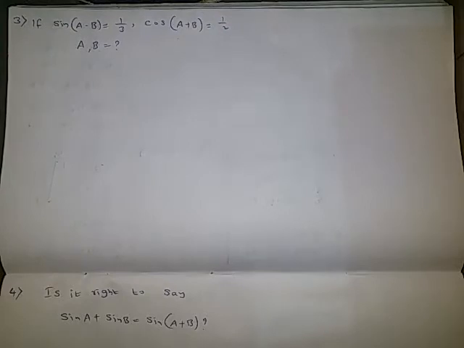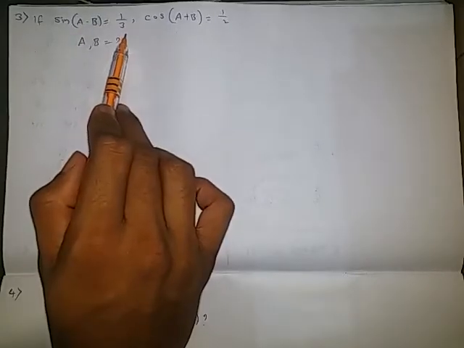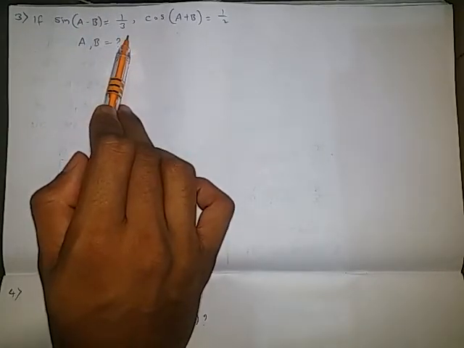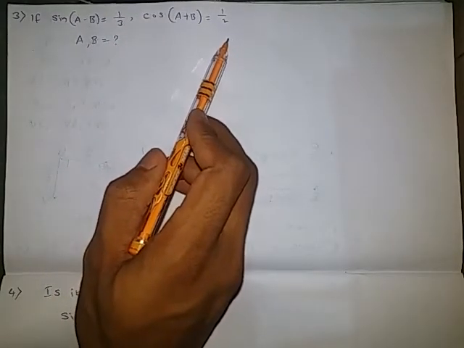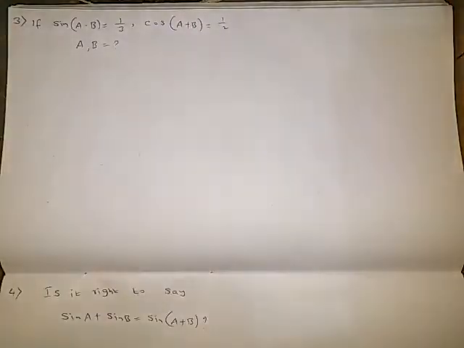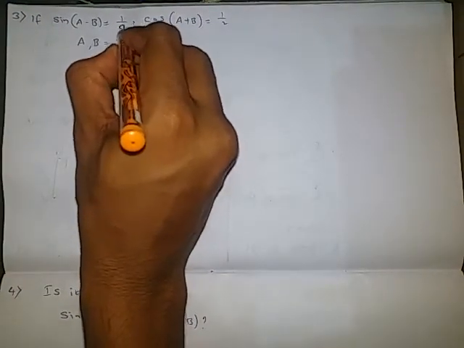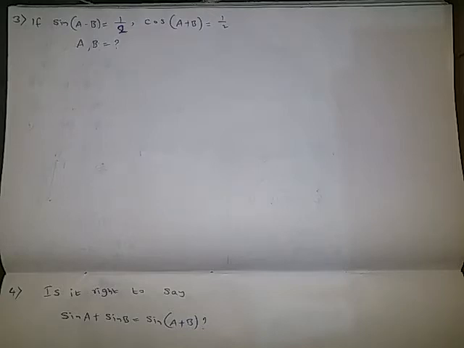Okay, now let us come to the concept of trigonometric values. If sin of a minus b is equal to 1 by 3 and cos of a plus b is equal to 1 by 2, then what is the value of a, b? Here it should not be 1 by 3, so I am changing the number, it should be 1 by 2. If sin of a minus b is equal to 1 by 2 and cos of a plus b is equal to 1 by 2, then what is the value of a and b?